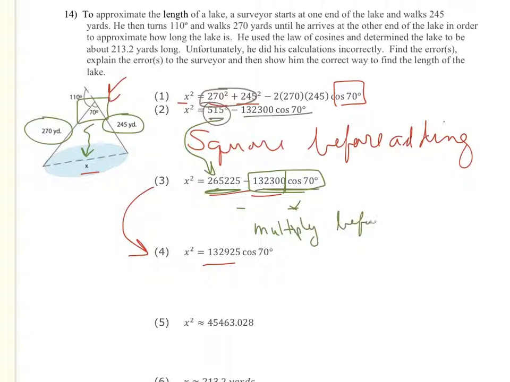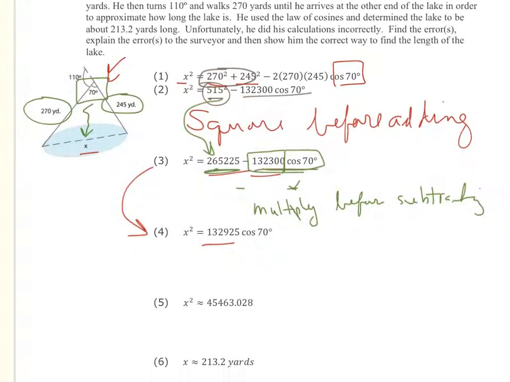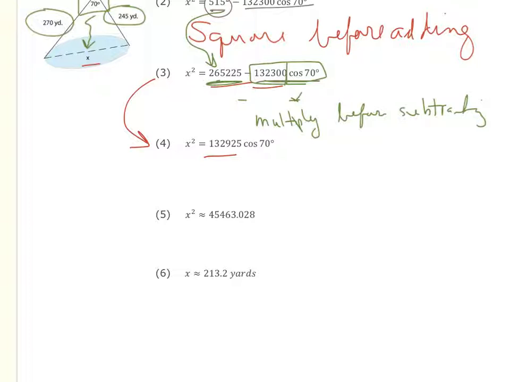Multiply before subtracting. Okay, from that point, I assume going from here to here, the multiplication was fine. I don't believe we have any issues coming up with that answer. And then from here to here, square rooting to get that final answer, I believe that number 213.2 is indeed the square root of 45,463.028. So, two mistakes in total.